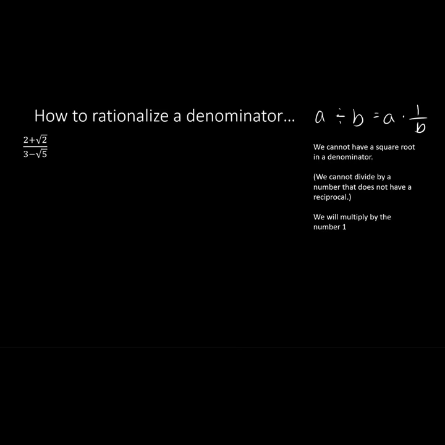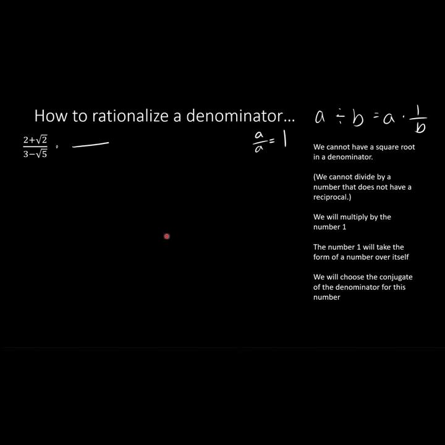To do this, we're going to multiply by the number 1. But in this case, the number 1 is going to take the form of some number over itself. Remember, as long as we don't have a 0 over 0, anything divided by itself is 1. Well, what version of 1 do we want? We are going to choose the conjugate of the denominator because that's where our problem is.